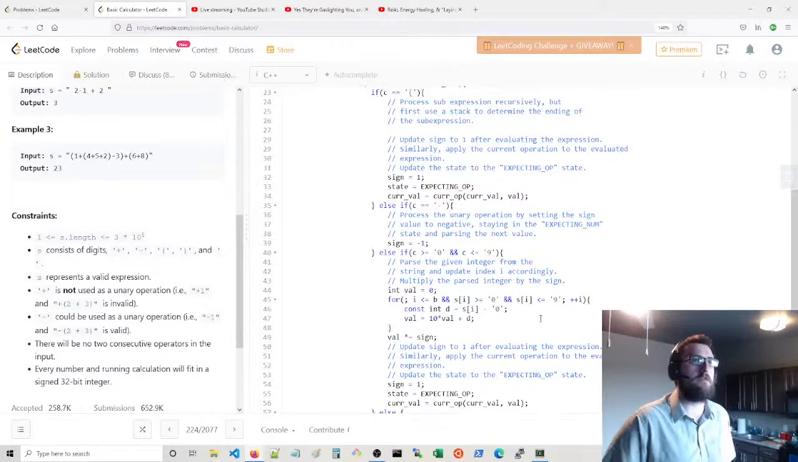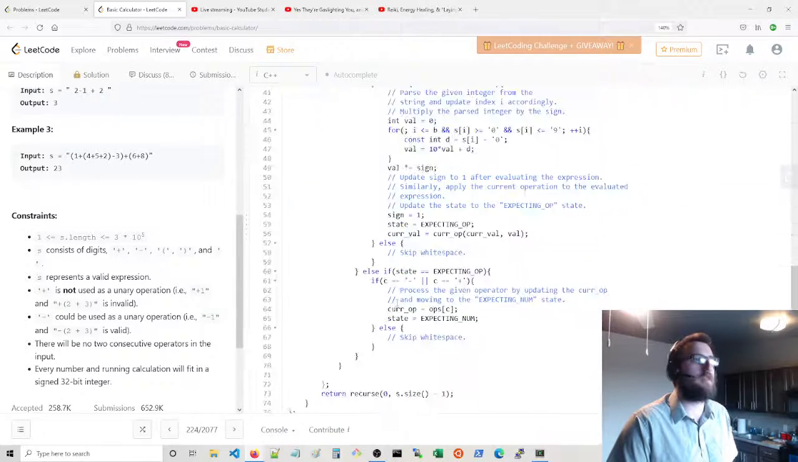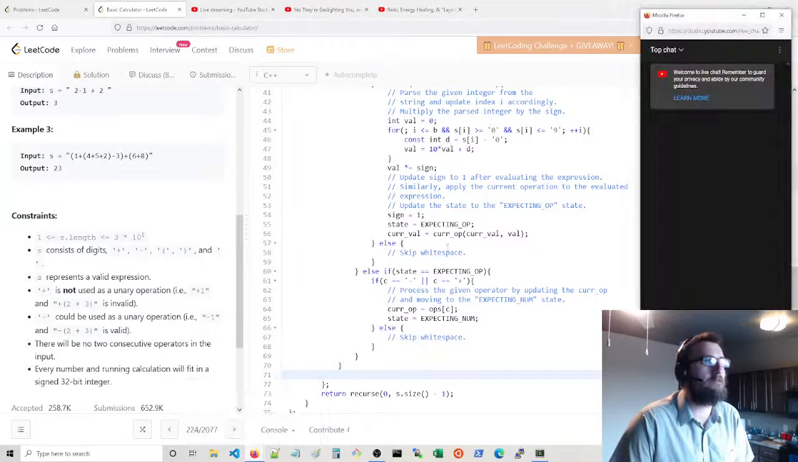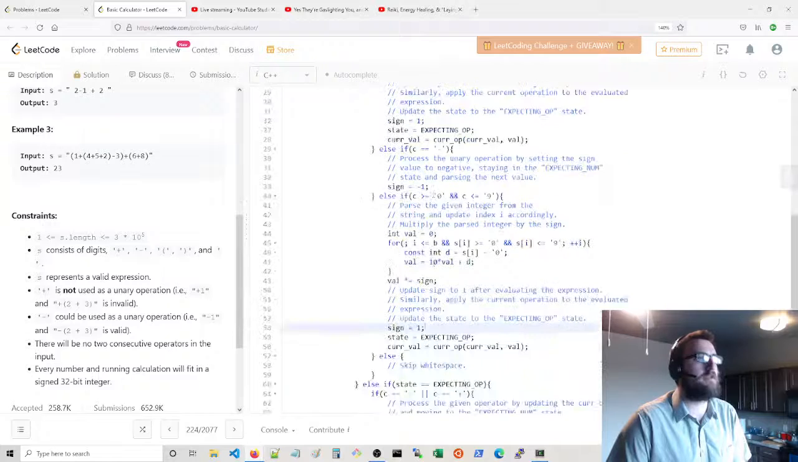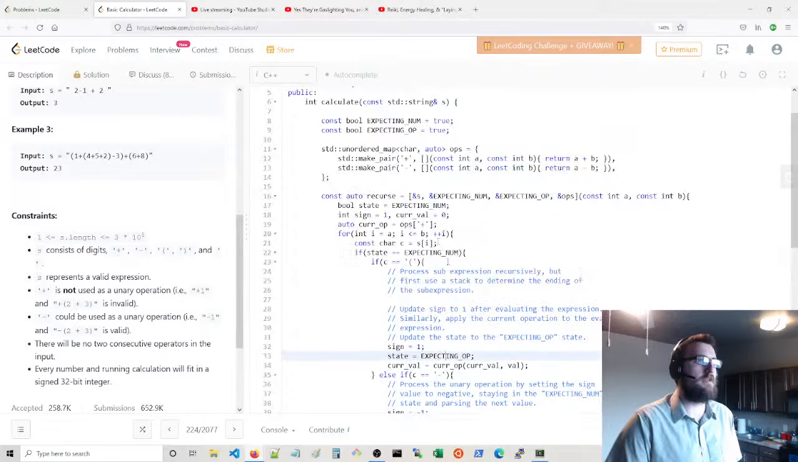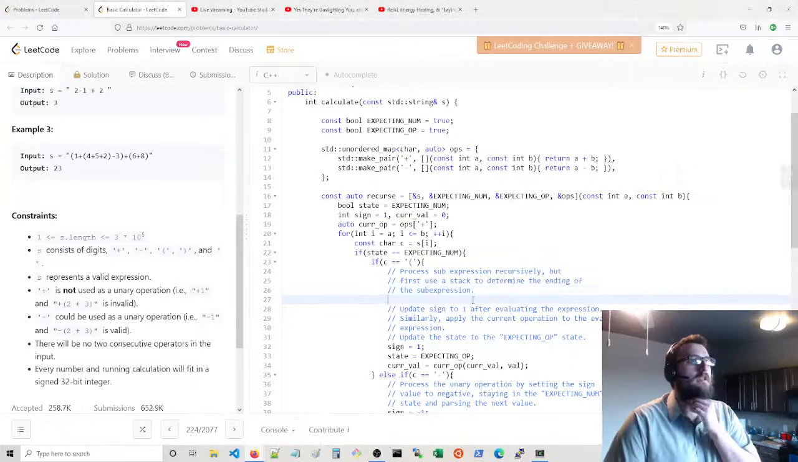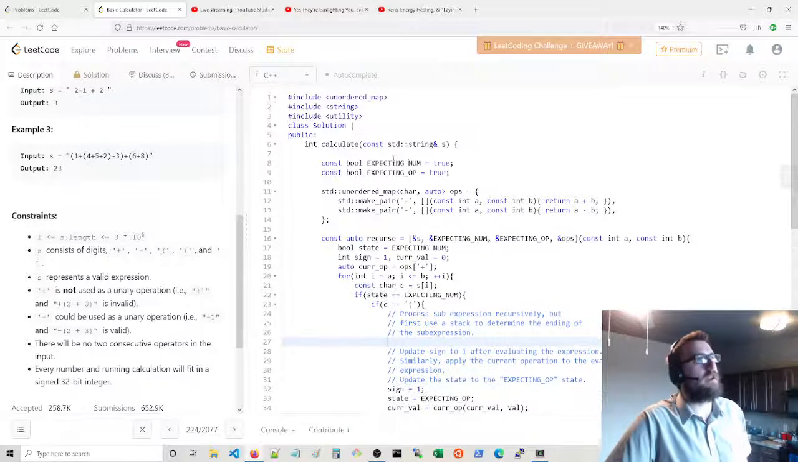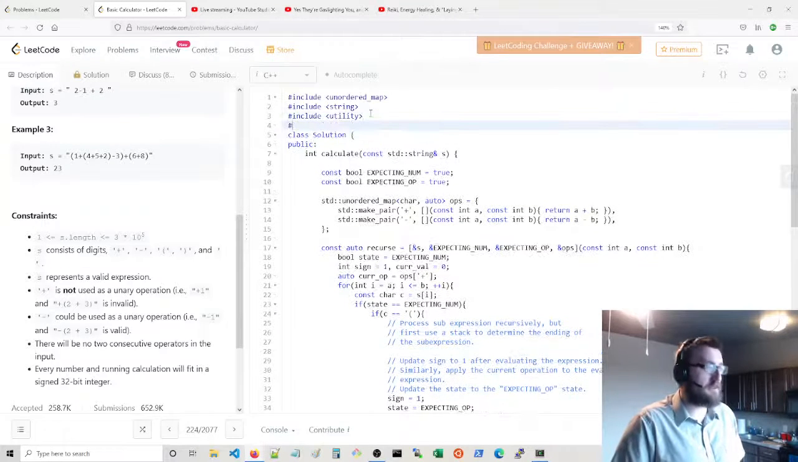It's quite the for loop we have going on here, though. There are a lot of comments here. I think we also, yeah, we still need to do the updating of the sign, that's fine. The only thing we need to change is to use a stack, right? Okay, let's get ourselves a stack.